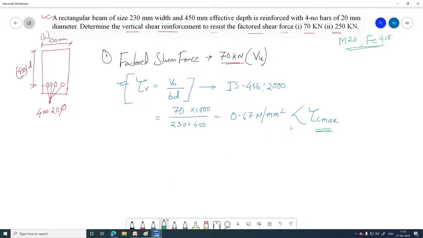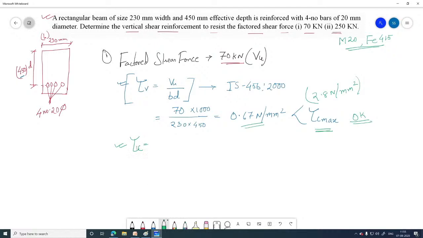So definitely it is less than, sorry, yes, so definitely this 0.67 Newton per millimeter square is less than 2.8 Newton per millimeter square. That means it is okay, right? Now I need to check what is the value of the tau c, that means the design shear stress.